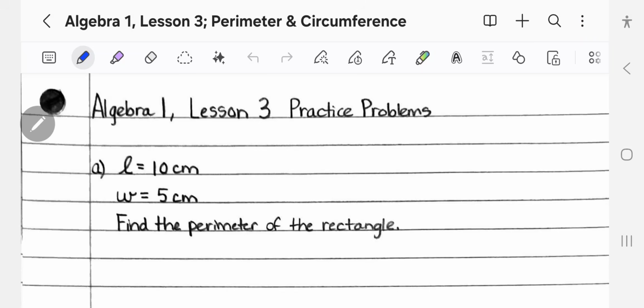This is Algebra 1, Lesson 3, and it's the lesson practice problems. Problem A says for us to find the perimeter of a rectangle if the length is 10 centimeters and the width is 5 centimeters. So I'm going to start off just drawing the rectangle.